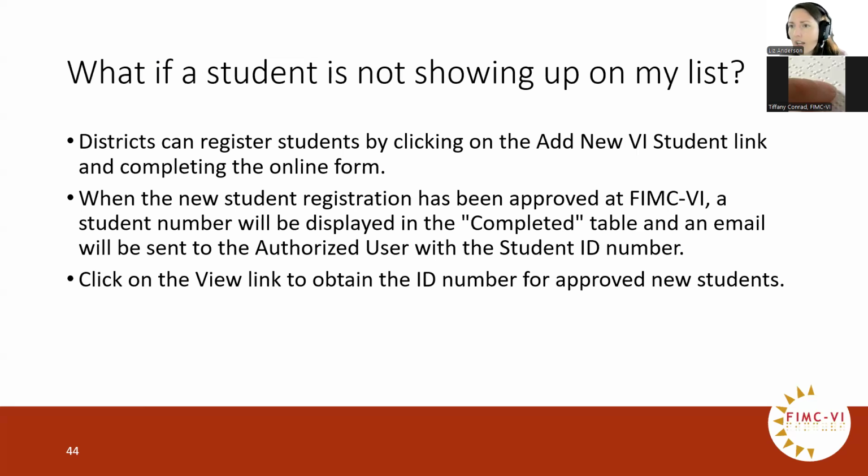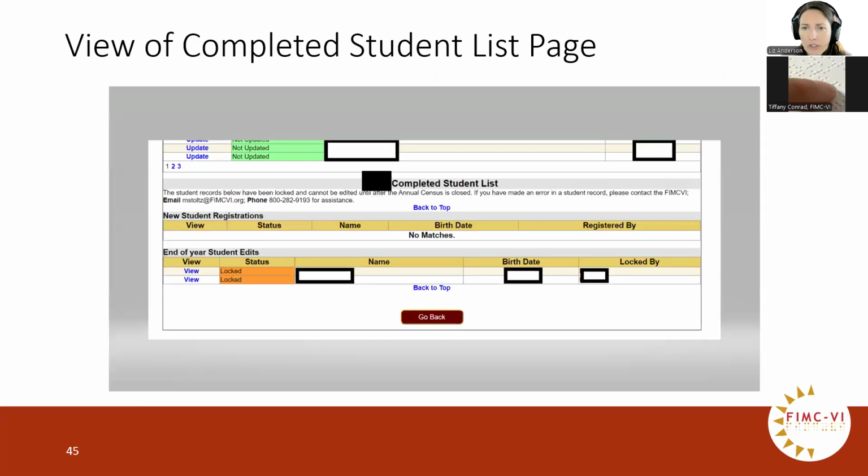So this next slide will show you what that view link looks like. This table is what's at the bottom of the view students page. When you're updating your students, you'll see up at the top there are still some students that haven't been updated yet. Then we have our completed student list, and under there, we have a new student registration. Any new students would fall into that section, and there would be a view button or link where you could click to see more information and that student ID.